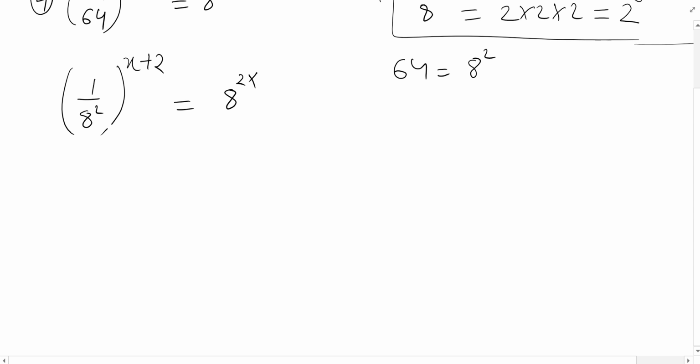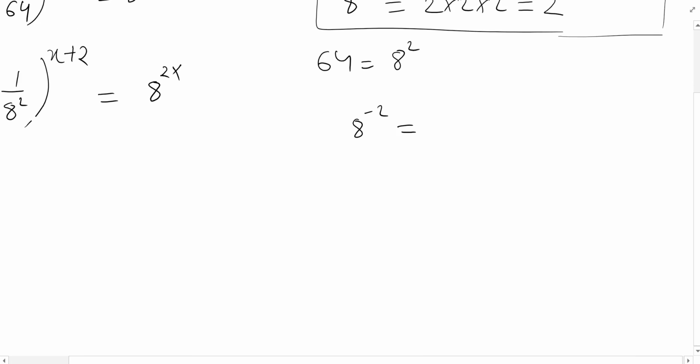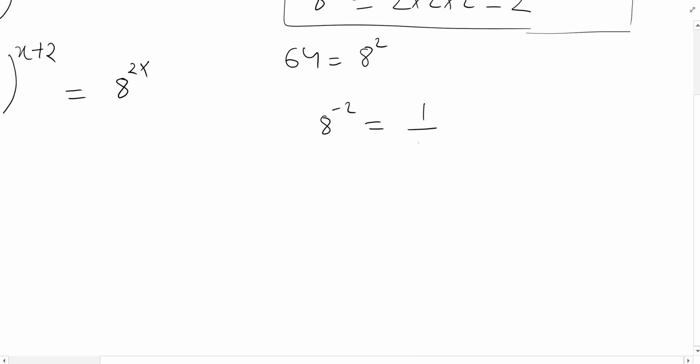I think you already know that if you have 8 raised by minus 2, you write it as 1 over 8 and then squared. So the negative is responsible for the flip. This negative sign is going to flip this 8. So the reciprocal of 8 is 1 over 8. And I already explained the reason behind it.